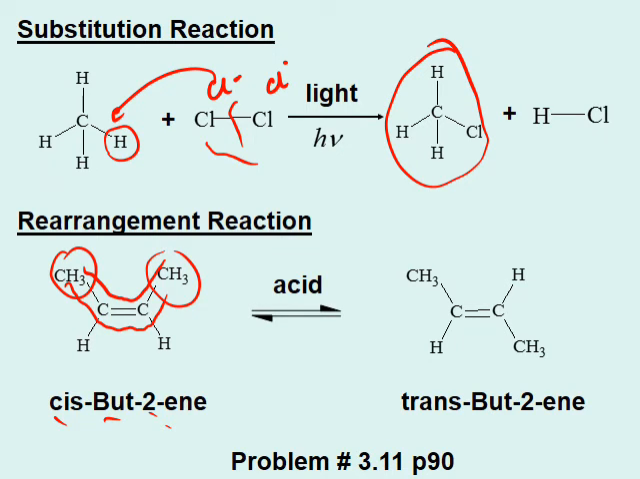In presence of an acid, it rearranges into the trans isomer. This methyl is on one side, this is completely on the opposite side. So trans-but-2-ene. So this kind of reaction is called rearrangement reaction, because here methyl groups are reorganized from cis to trans.